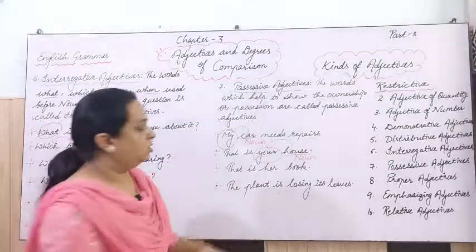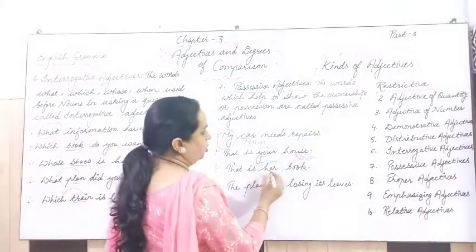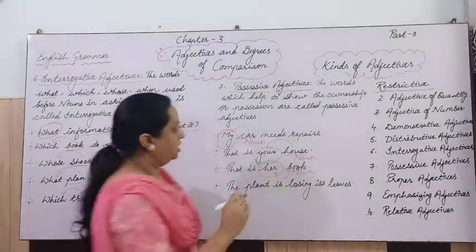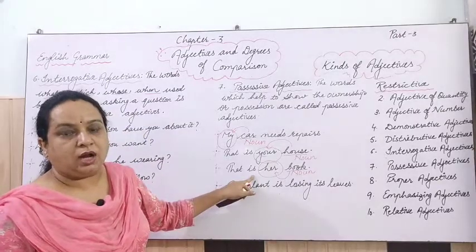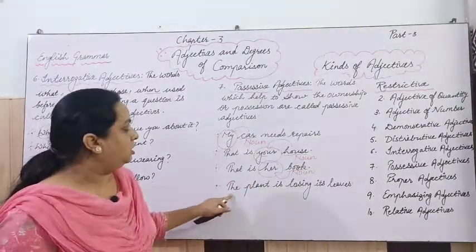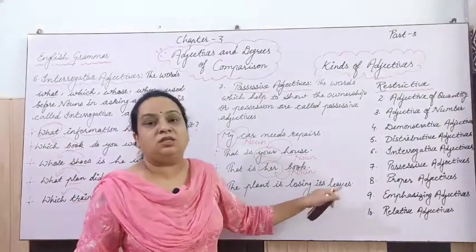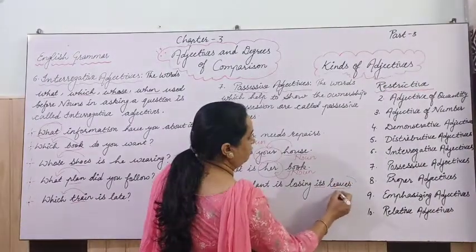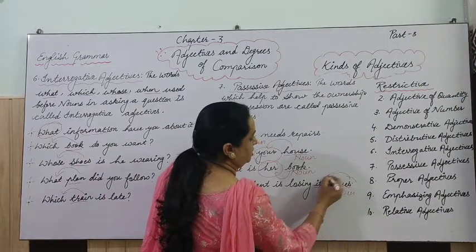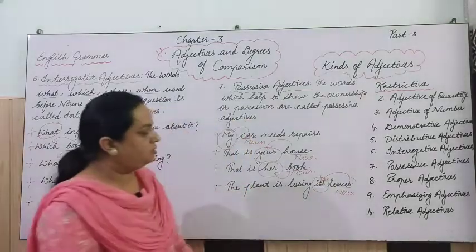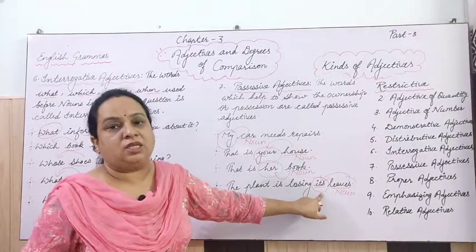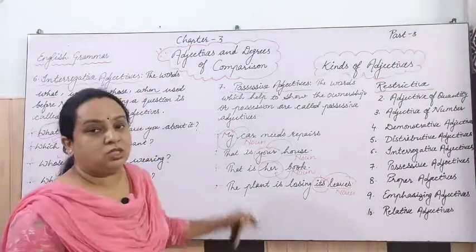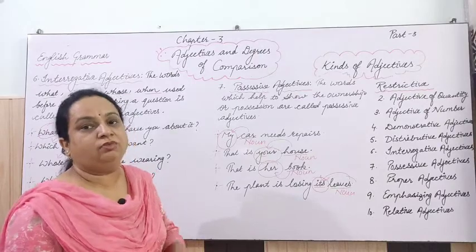That is her book. Whose book? Her book. So her, and after that there is a noun. So this her is working as an adjective here. And what is the kind? Possessive. The plant is losing its leaves. So its is what here? These leaves are nouns, and these are showing possession. Whose leaves? Its leaves. So its is a possessive adjective. And I have told you, its is not in the category of pronouns.